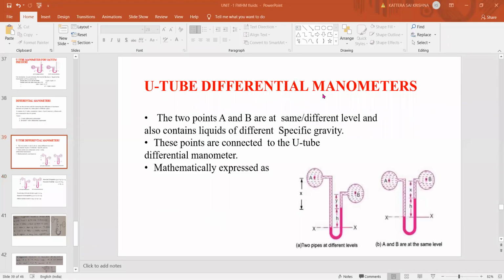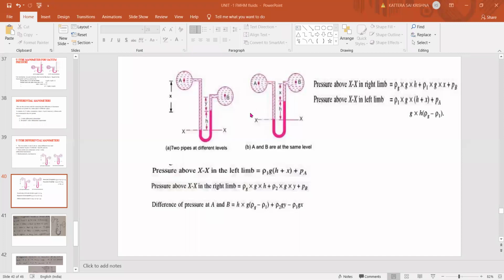What you will note: U-tube differential manometers. In that, two pipes at different levels is the first one, and two pipes at the same level is the second one. Roughly draw the figures and write here. For this first one, the pressure above XX in the left limb is equal to this value. Pressure above XX in the right limb is equal to this. Please copy it fast. Then you can write the difference of pressure at A and B: we need to equate both. So you'll get PA minus PB equal to the remaining terms. It will be like this.